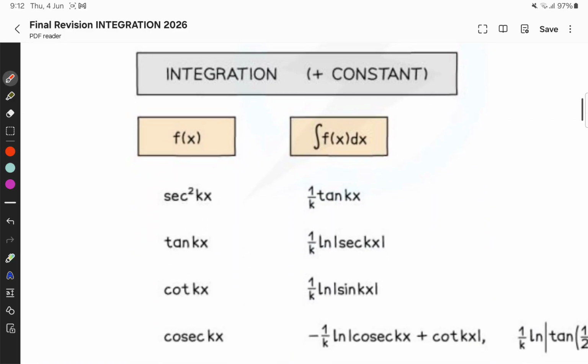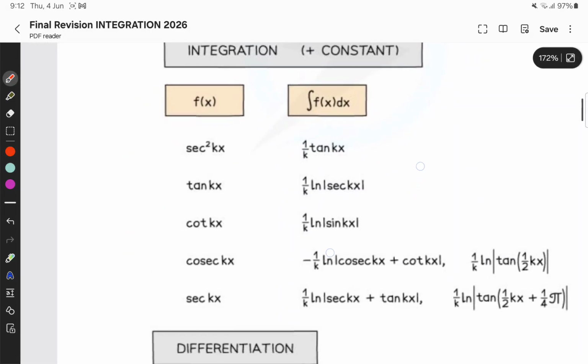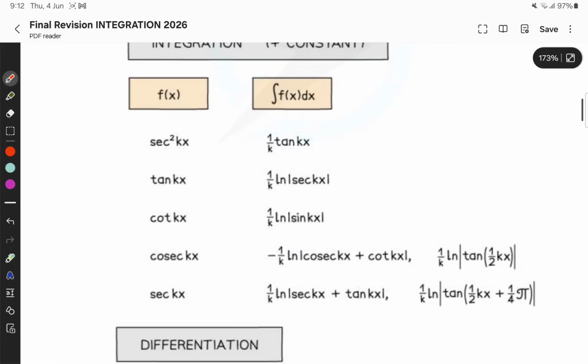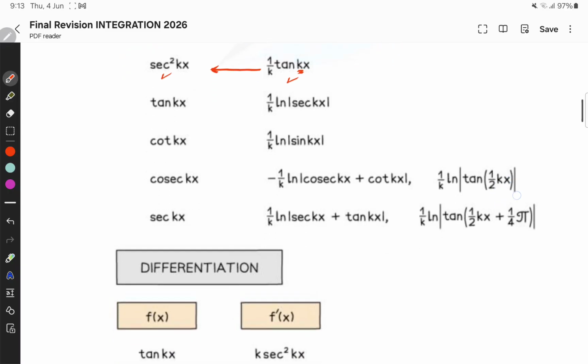Now, we are going to talk about some functions. Here, the integral of sec squared kx, that is the direct rule, equals 1 over k tan kx. If you differentiate that function, you get the derivative of tan, which is sec squared, and I multiply by k, so k over k is cancelled. So here is the derivative, and here is the integral. As you know, they are opposite functions.